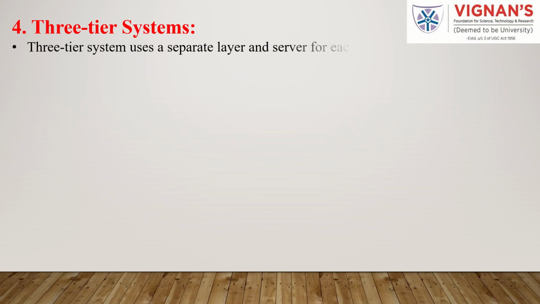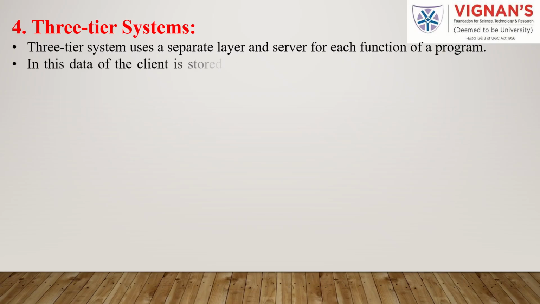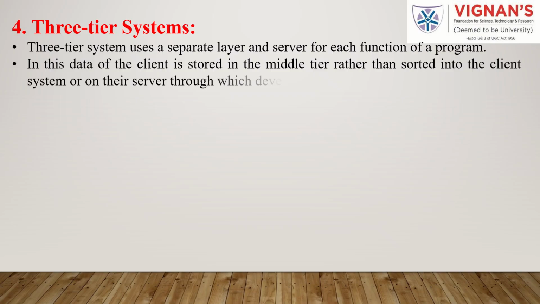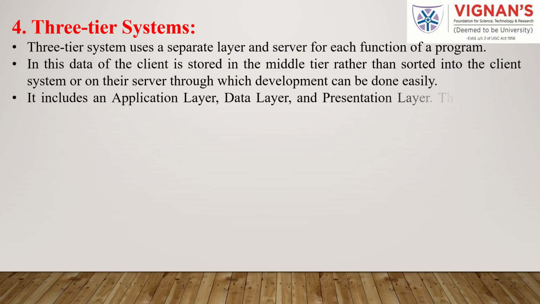3-tier systems. A 3-tier system uses a separate layer and server for each function of a program. In this, data of the client is stored in the middle tier rather than stored in the client system or on their server, through which development can be done easily. It includes an application layer, data layer, and presentation layer. This is mostly used in web or online applications.